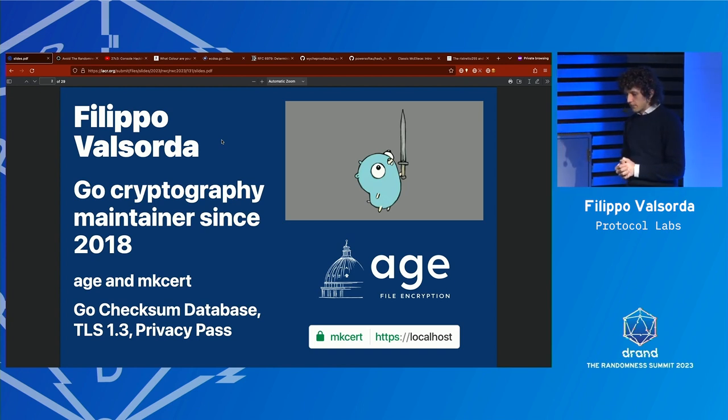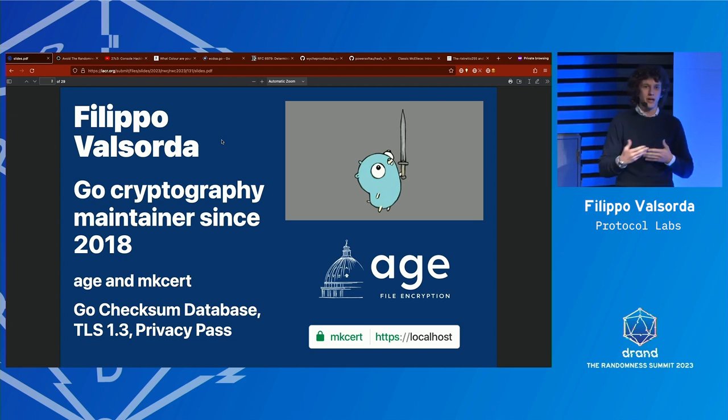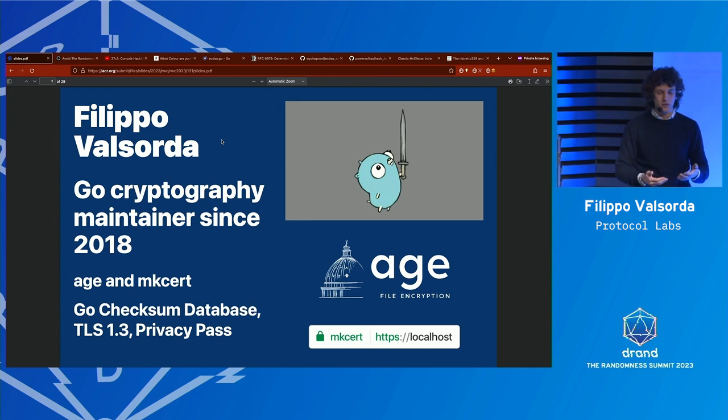So again, as an introduction, I work on the Go Cryptography Standard Libraries. I'm an independent maintainer, and I work for a number of clients, including Protocol Labs, who have an interest in the health of the Go ecosystem and who are interested in the reciprocal access that we get from the high bandwidth conversations we get to have this way.